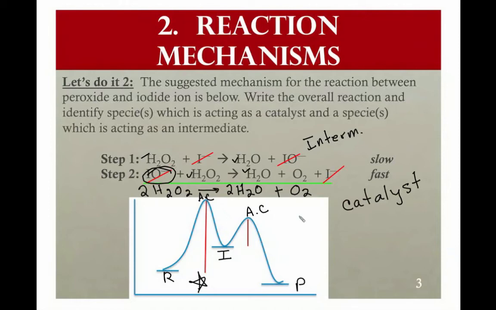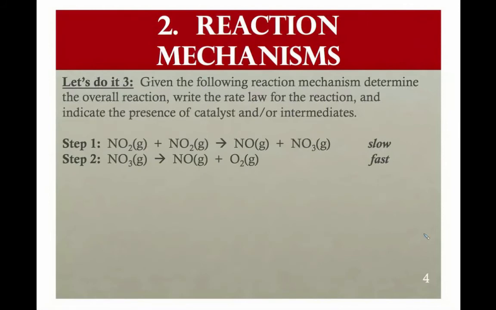Okay? So a catalyst is there at the beginning, goes away, and it's there at the end. An intermediate shows up in the middle, and then it goes away. Okay? So that's how you're going to be identifying those. Now, I have another couple of good examples for you. Let me do one more, and then we'll do the fast equilibrium one.